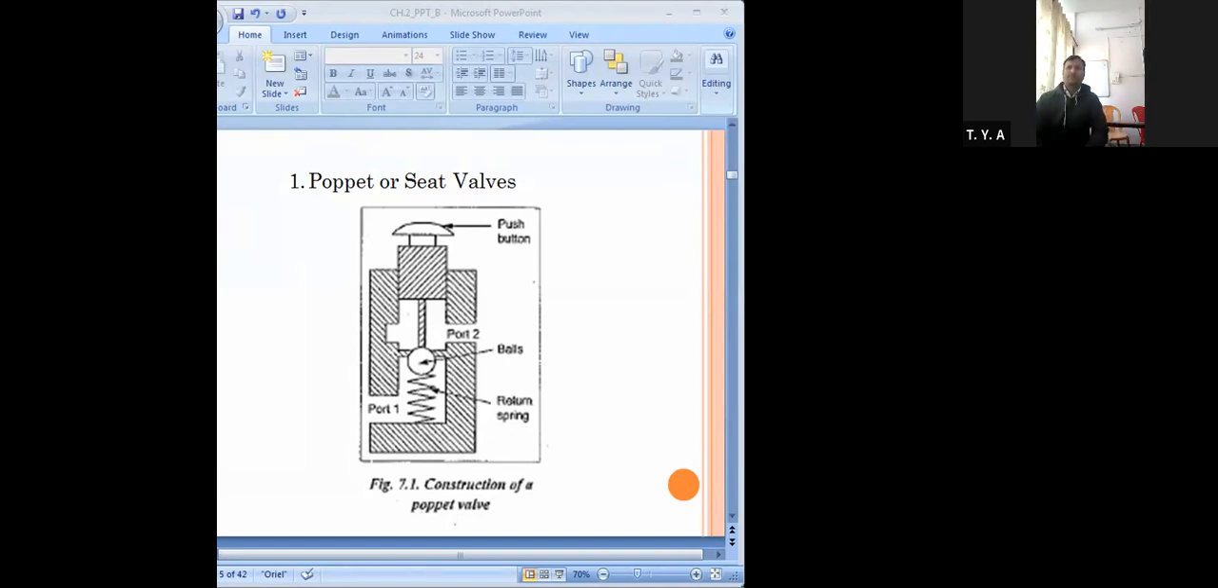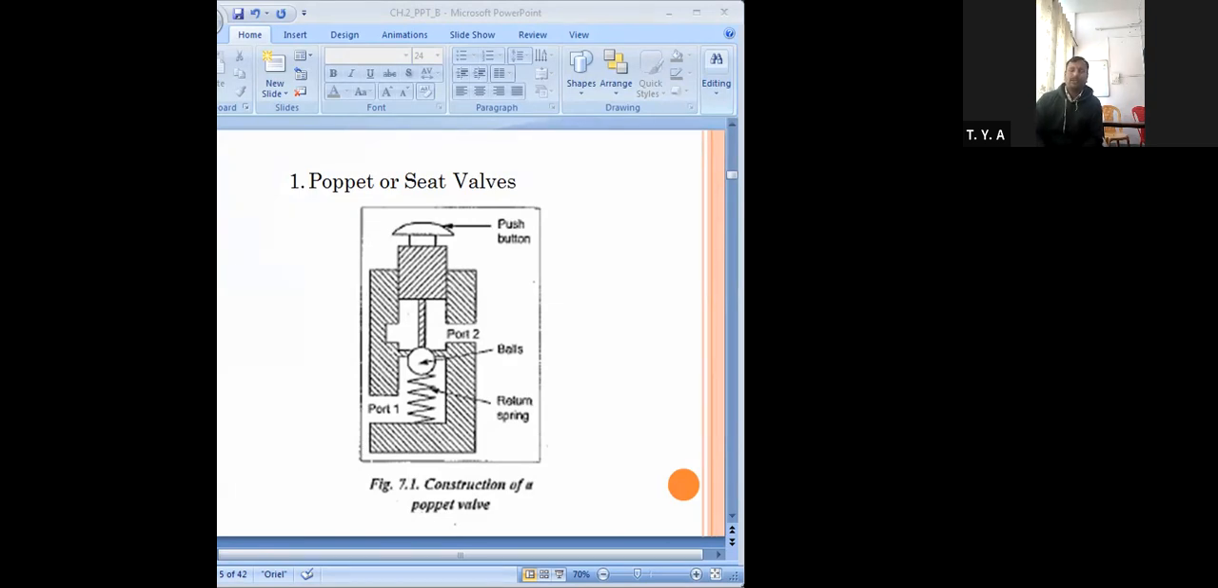So these poppet valves are essentially two-way valves, and therefore they are limited for applications in which flow reversal is not possible. That means only one direction. If you require flow reversal, these valves are not used.